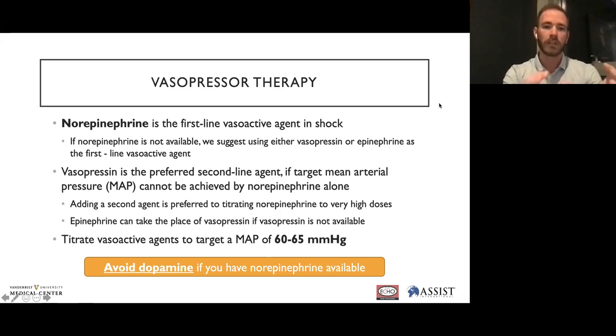However, if norepinephrine is available and you're having to escalate your doses of norepinephrine rather quickly to achieve a mean arterial pressure of greater than 60, then we'd recommend adding in vasopressin in addition to your norepinephrine, so 2 agents at once. If vasopressin isn't available, epinephrine could be used as a replacement. We'd also recommend avoiding dopamine if possible, as this has been known to lead to cardiac dysrhythmias. Next slide, please.